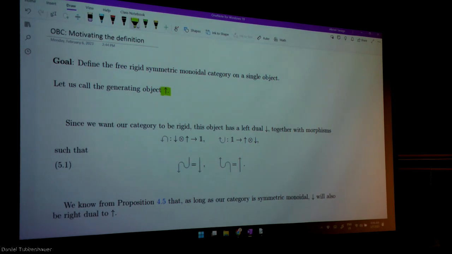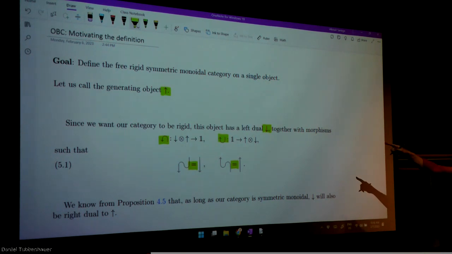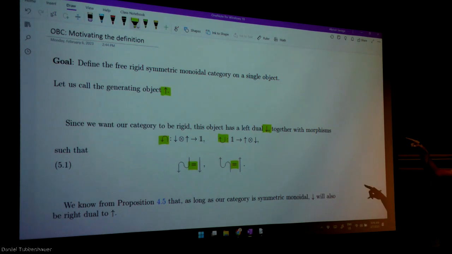Well, half of the duality first. So we'll first add in another object, left arrow, that is left dual to up arrow. So we have the left cap and cup and the left zigzag relations. Eventually, we want this to also be right dual, but we've seen that if we make our category symmetric monoidal, it'll come for free that this thing is also right dual.